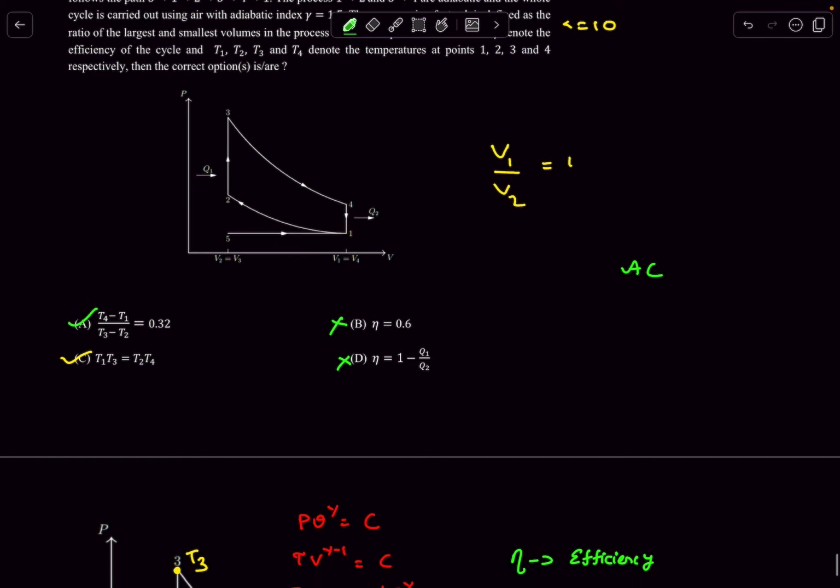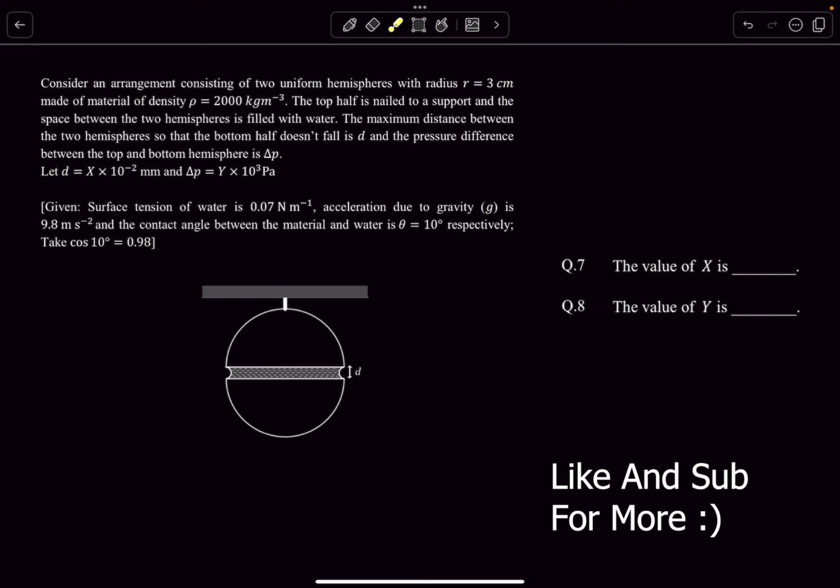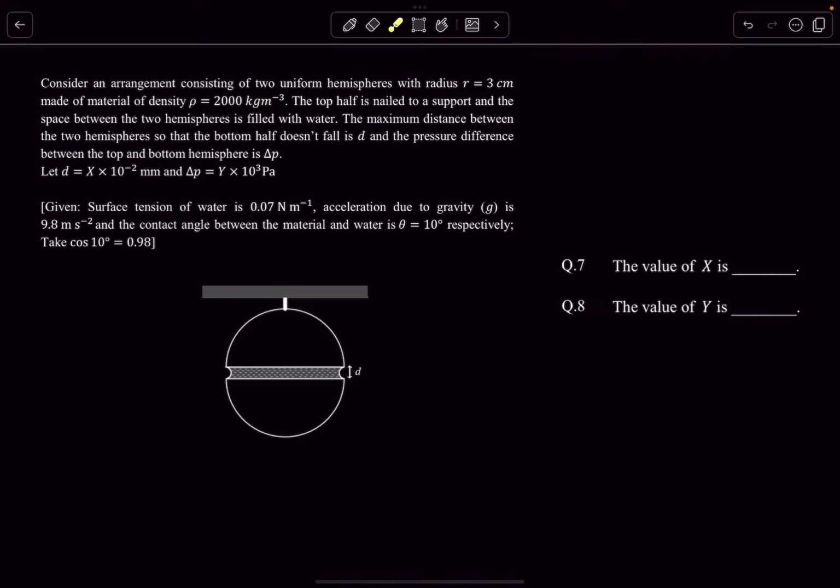So now let's move on to the next question. Okay guys, so in this question we have an arrangement that consists of two uniform hemispheres whose radius is 3 centimeters. So it's pretty small, okay, and is made of a material of density 2000 kg per meter cube. The top half is nailed to a support and the space between the two hemispheres is filled with water.